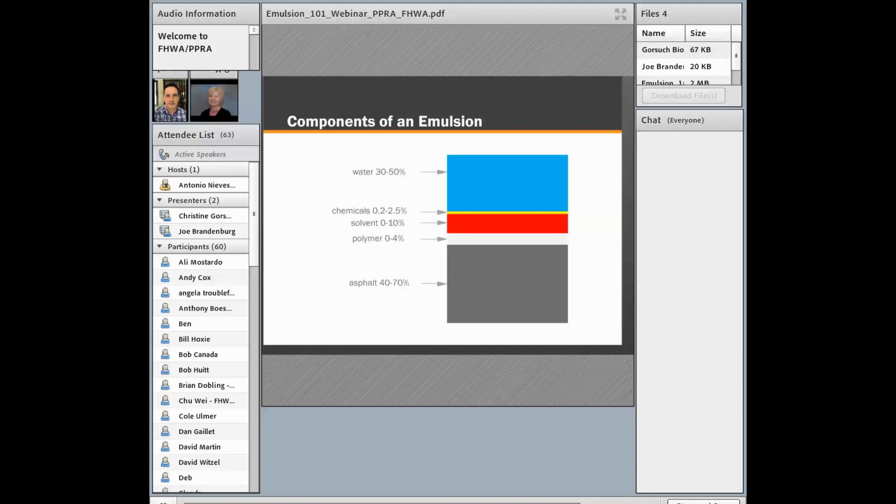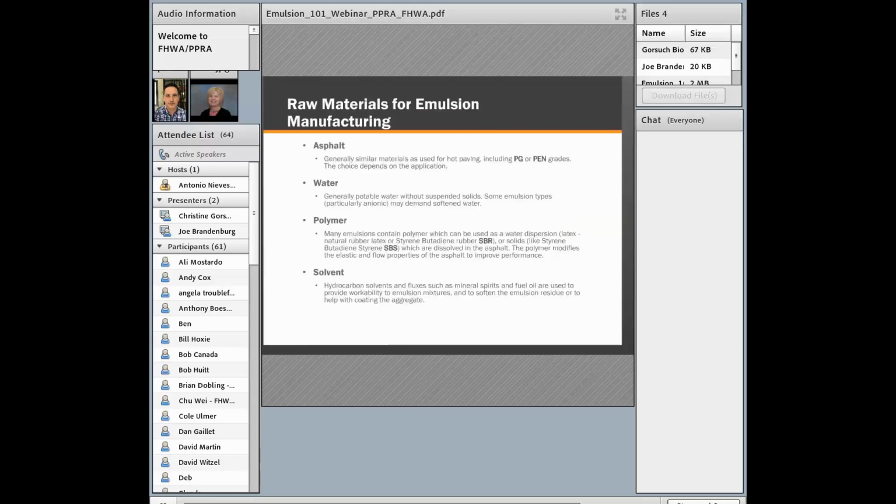The main components of an emulsion are asphalt binder, water, and then chemicals. The chemicals are really a small percentage of the asphalt emulsion, but they're a really important part. They give stability to the emulsion, and they also give it the reactivity characteristics that we want to have in our emulsion. There are other components such as solvents and polymers that we add to modify the properties of the emulsion.